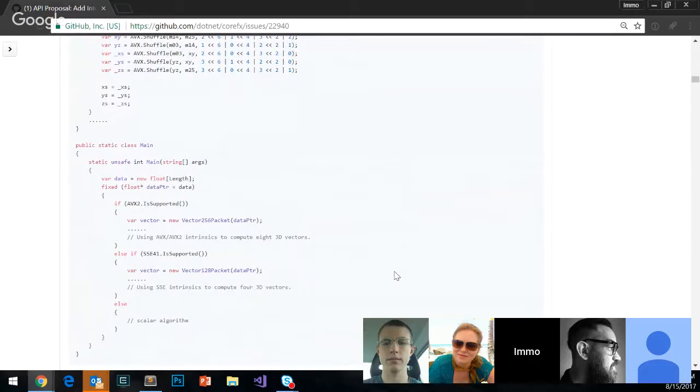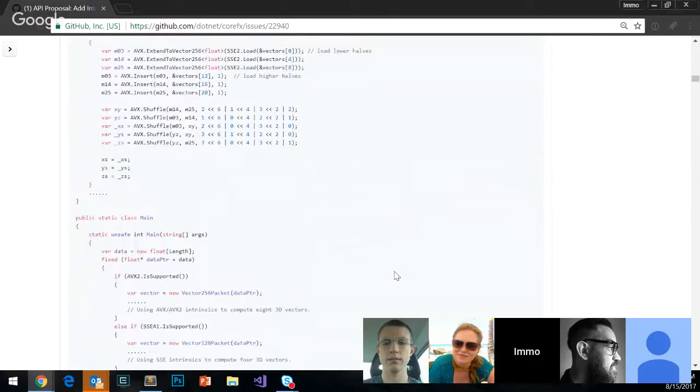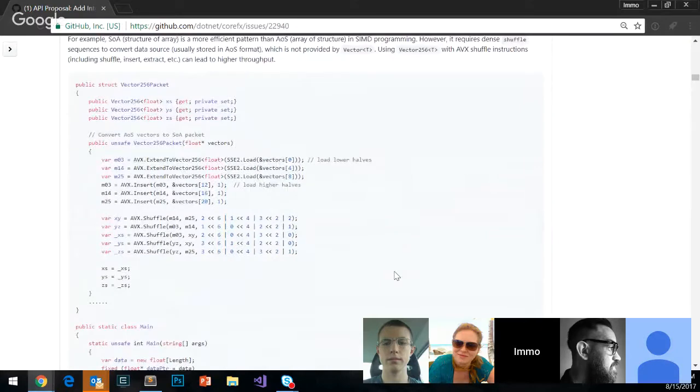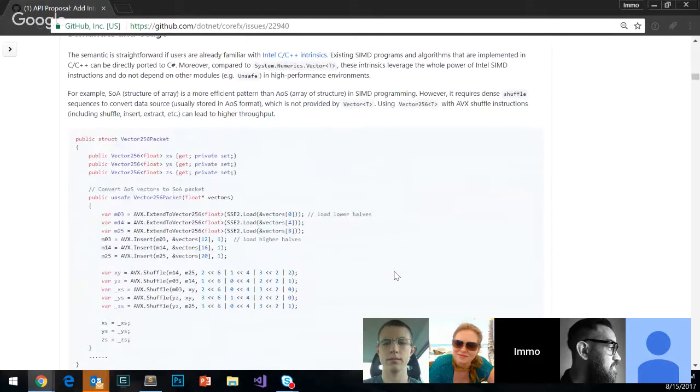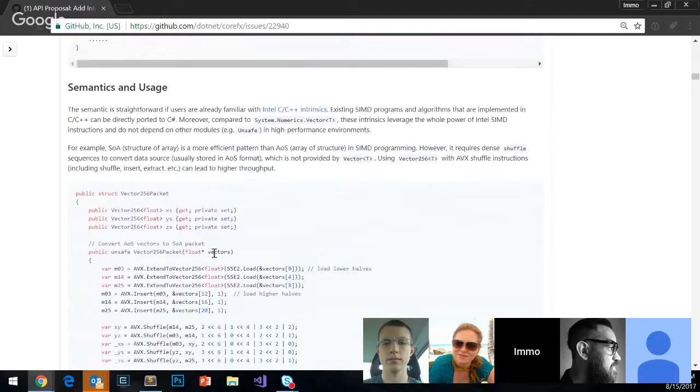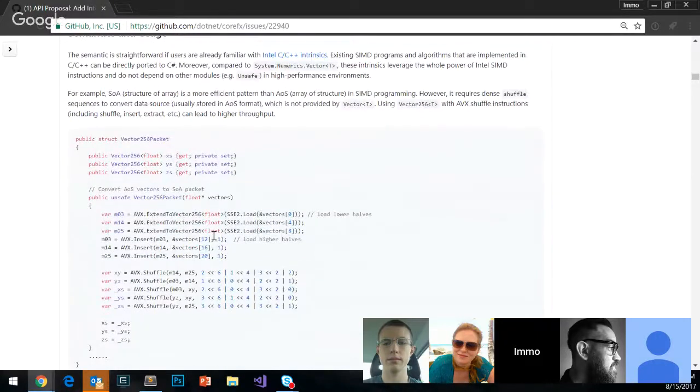Oh, okay. I see. So let me get this straight. Because I'm not very much a SIMD guy, but basically the idea here is that you take a large array of floats and you reorder them into this structure here, right? Is that basically what this does?